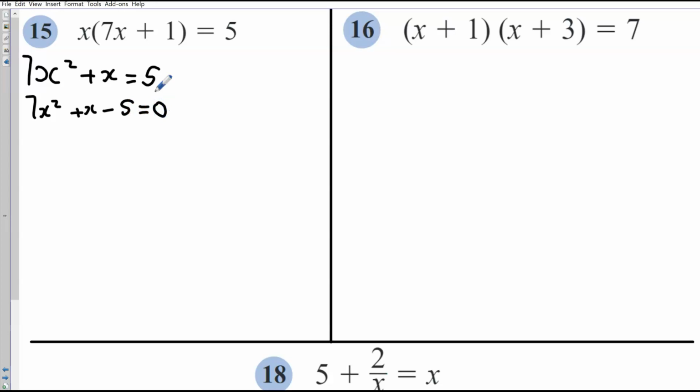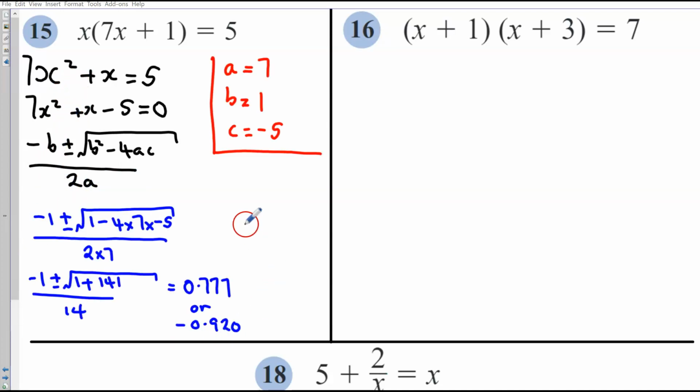That's now in the required form, it equals 0. I would first try and factorise this. Now we know it won't factorise because of the topic we're on. I'm going to quote the formula I'm going to use. Remember, you've got to learn this off by heart. Okay, and then sub all the numbers in and get your solutions. And there's our solution, just like before.